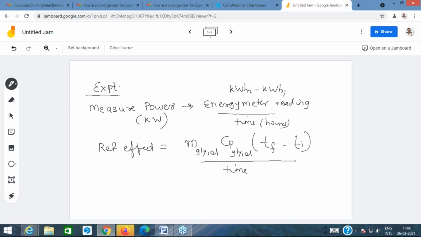Okay, so this set of readings we will be using for calculating the power consumption and refrigerating effect, and the experimental COP is the refrigerating effect upon the power consumption. So we need to measure the mass of glycol, and I told you that we had taken about 32 kgs of glycol. Then we need to know the specific heat of the glycol solution.